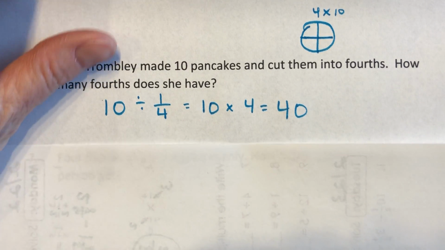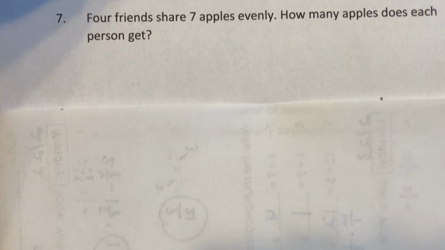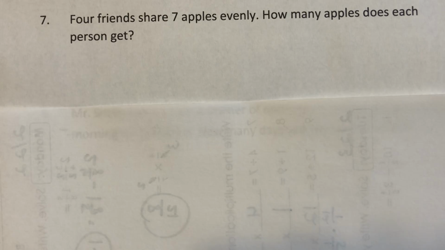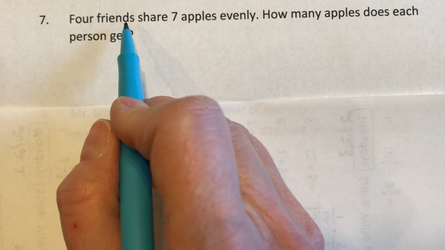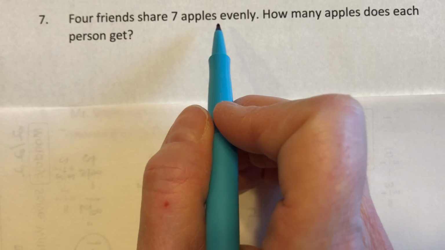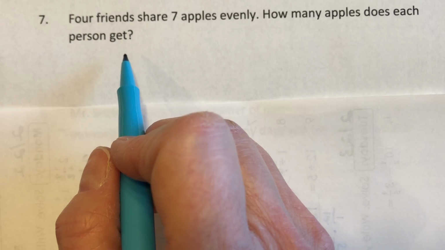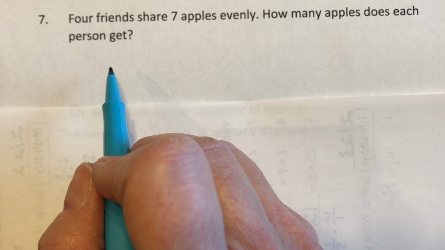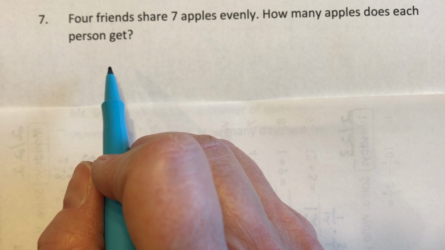All right, here's your next one. And again, you're gonna write a division and multiplication equation. That'll be my hint to you. I'm not giving you any addition or subtraction today. 4 friends share 7 apples evenly. How many apples does each person get? So I want you to write a division equation, and then I want you to write the multiplication equation you could use to solve that.